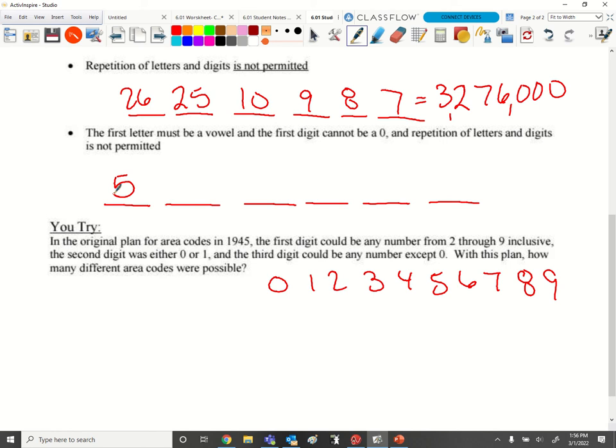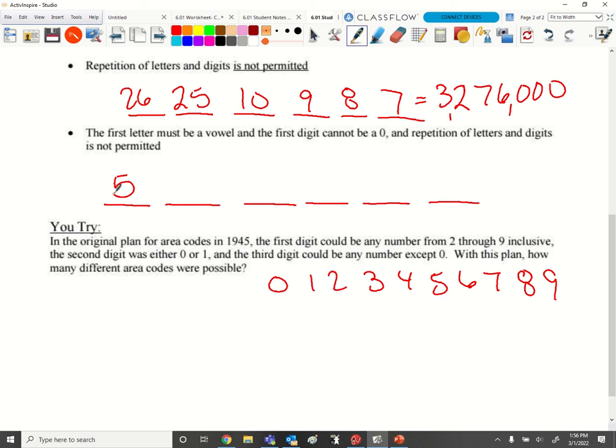Now, the next letter, first letter must be a vowel, and the first digit cannot be 0. And repetition of letters and digits is not permitted. So for the next letter, how many possible do I have for the next letter? 21. I heard 4 and I heard 21. I don't like either answer.